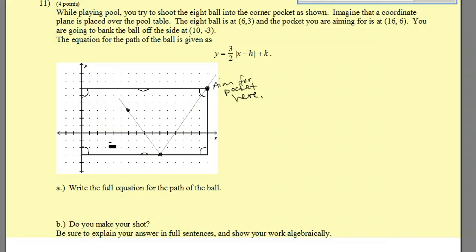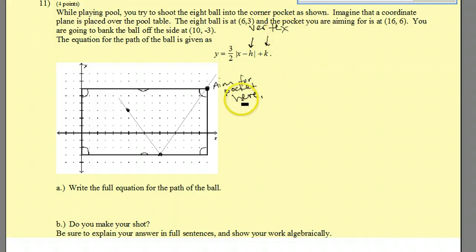And the thing about this reflection type of thing is I know that this has to be symmetrical. In fact, it's going to be a V shape exactly, just like an absolute value. So they're telling us that the equation of the ball is given as y equals 3/2 times the absolute value of x minus h, plus k. So they didn't give us the full equation because they left out these numbers, the h and the k. And what do those represent? Remember, those represent our vertex.